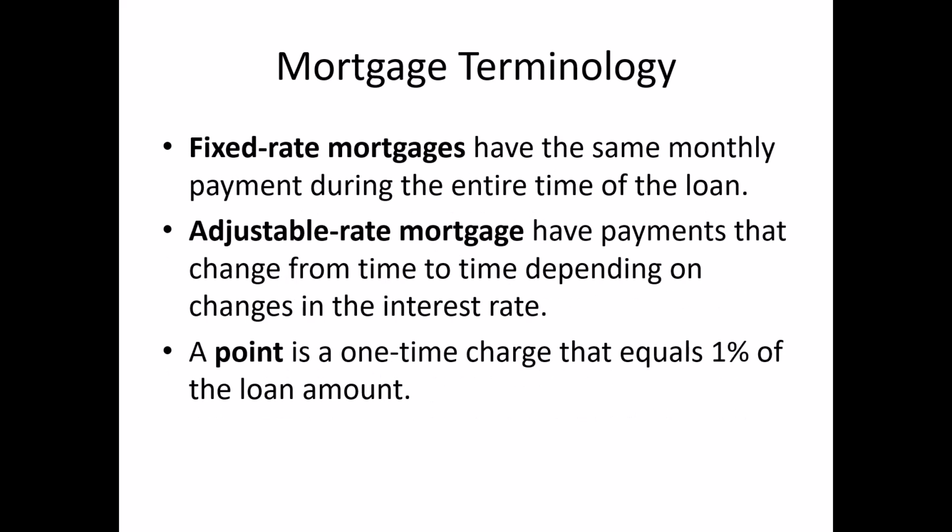A fixed-rate mortgage will have the same monthly payment during the entire time of the loan. Adjustable-rate mortgages have payments that change from time to time depending upon changes in the interest rate. And a point is a one-time charge that equals 1% of the loan amount.